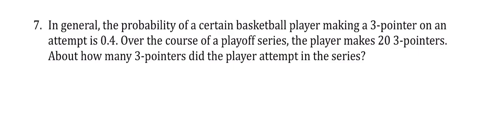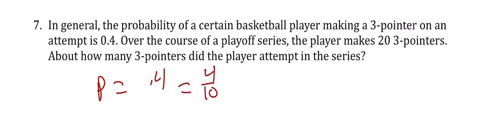Okay, well here we know the probability is 0.4. Another way to write this would be 4 out of 10. And so if the player makes 20 three-pointers, we've got to solve for the total number of attempts. So let's call that total number of attempts x. Now from here we can write a proportion, because we know 4 out of 10, that probability has to be proportional to what happened in the series.